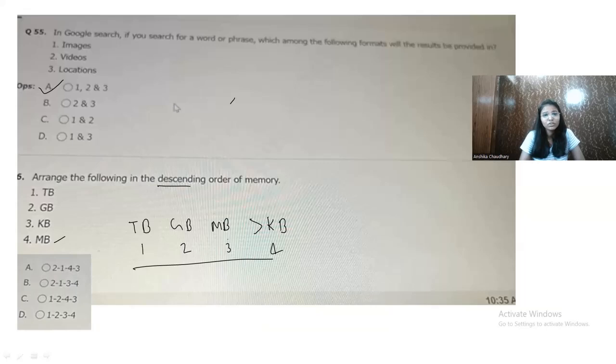Just a minute. No, sorry. 1, 2, 4, 3. This should be the correct arrangement. So 1, 2, 4, 3. Option number C will be the correct answer over here. I hope it makes sense. I hope it is clear to you. So let's move on to the next question now.